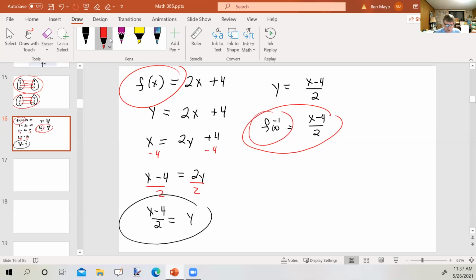All right. So again, the 4 steps. Step number 1, we replaced f of x with y. We interchanged all the x's and y's. When we did that, we now have created the inverse function. Step 3, we solved for y. And step 4, we replaced y with f inverse of x. Okay. Let's take a look at another example.